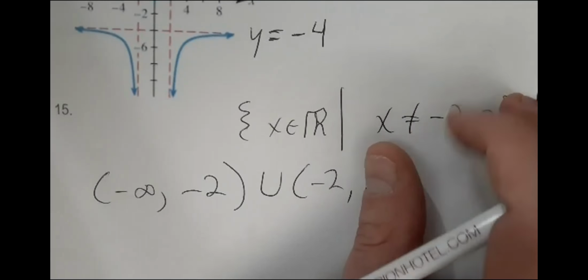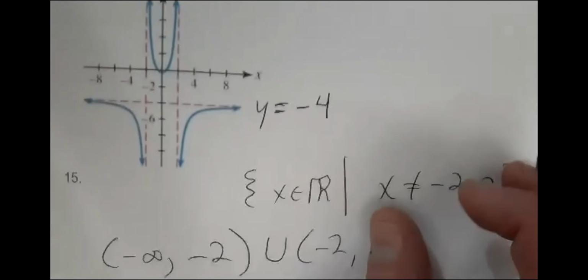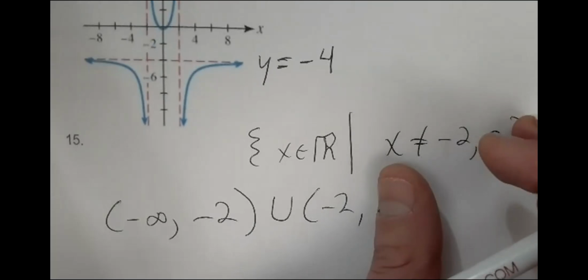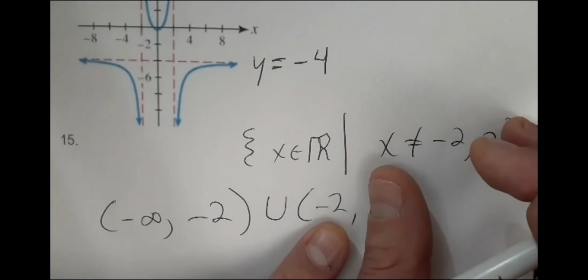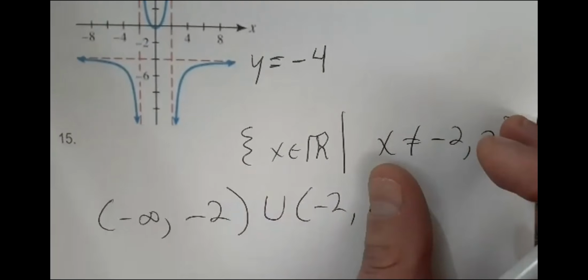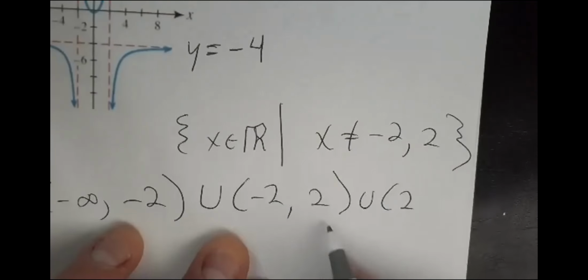This is set builder, this is interval. Okay, so this is sort of like how we skip over things. We go up to it, we don't include it, and we jump around it, and we go to the other side of it. So here I've just skipped -2. I want to skip +2. So I go up to it, I skip over it, and I go out to infinity. That is all real numbers except -2 and 2, written two different ways.